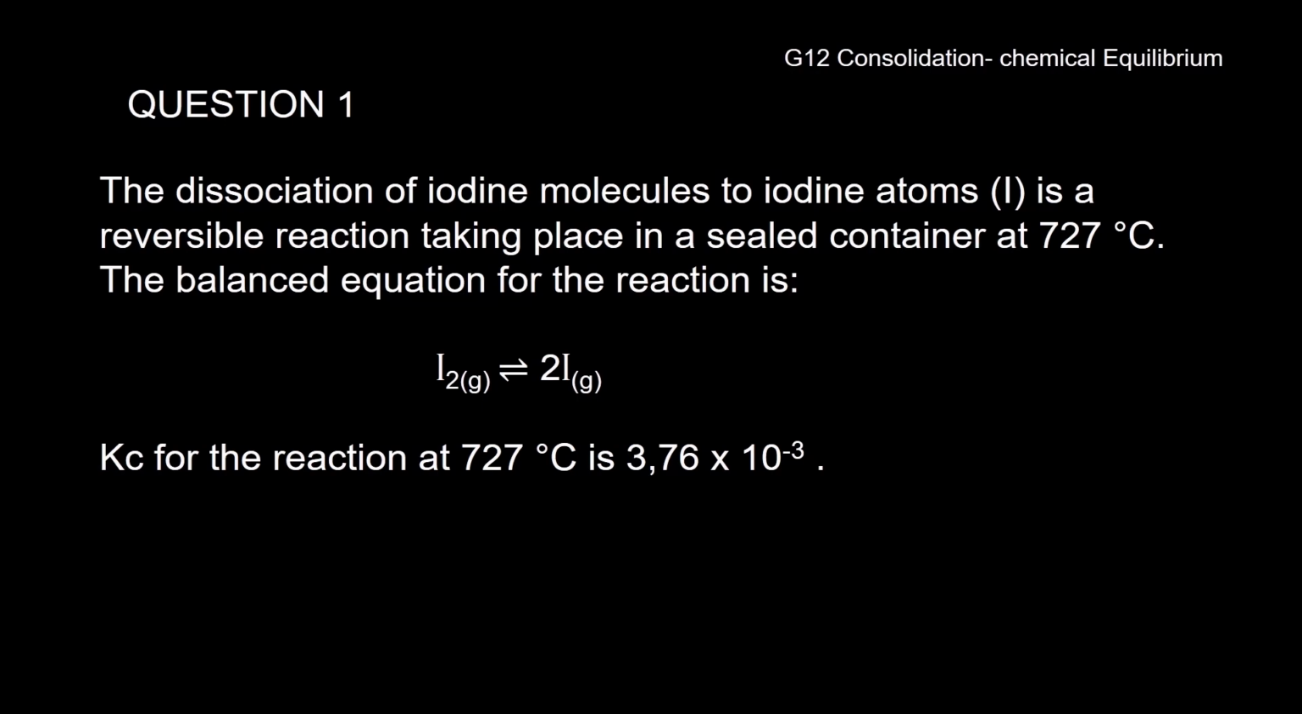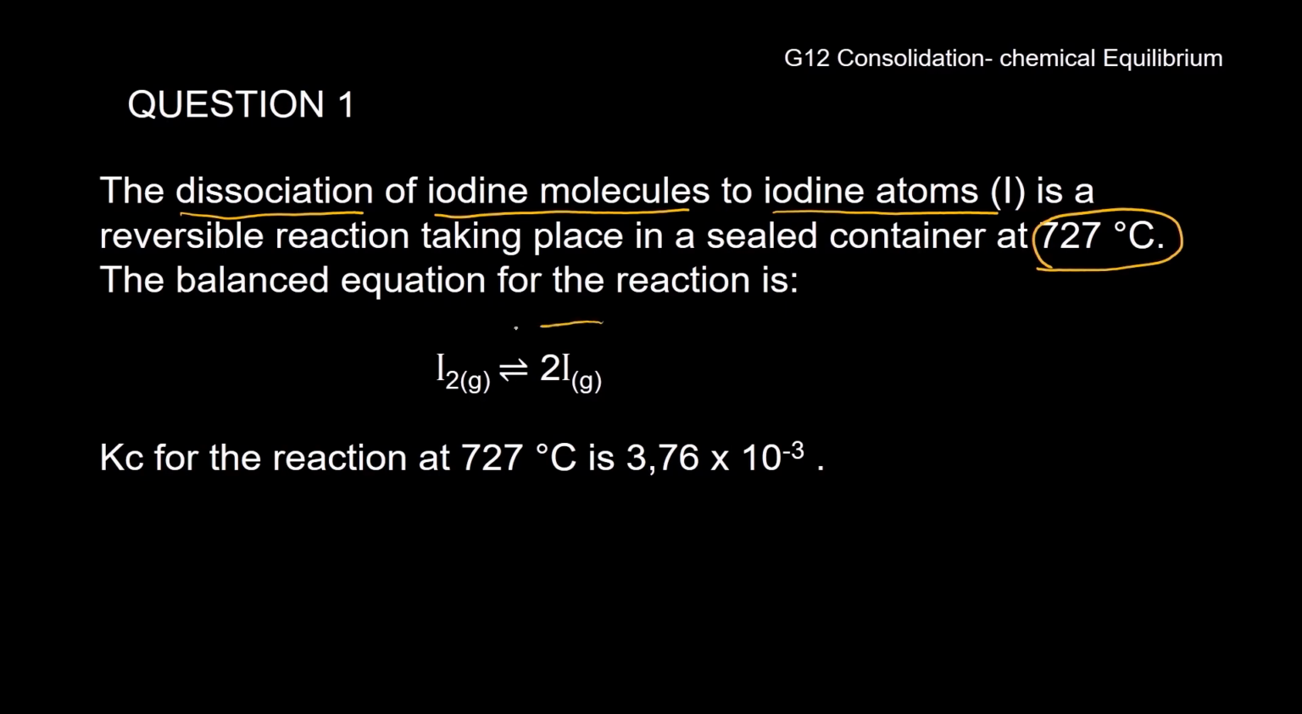So the first question is quite a big question, and it covers quite a lot of information that we should know. It sets the scene. The dissociation of iodine molecules to iodine atoms is a reversible reaction taking place in a sealed container at 727 degrees Celsius. So from that reading, we know that we have a constant temperature at 727 degrees Celsius. We know that it is a dissociation reaction, that we're dealing with iodine molecules, and that we also have iodine atoms. They give us the balanced equation.